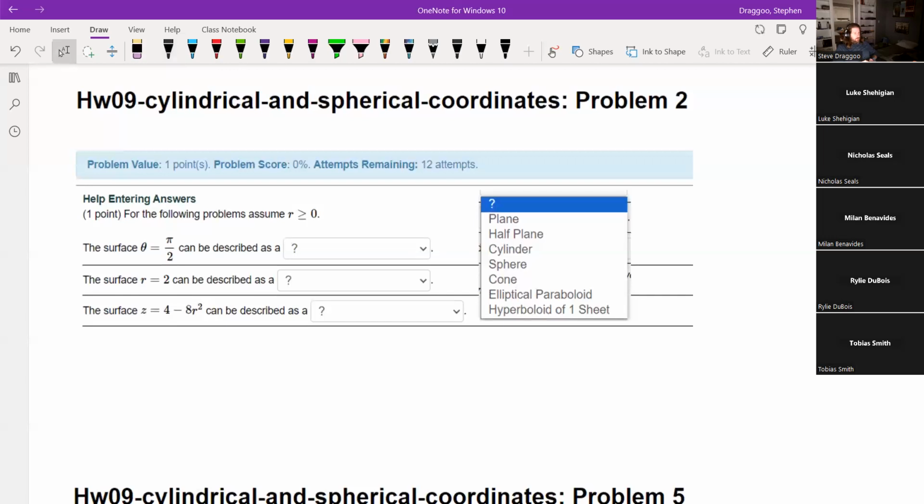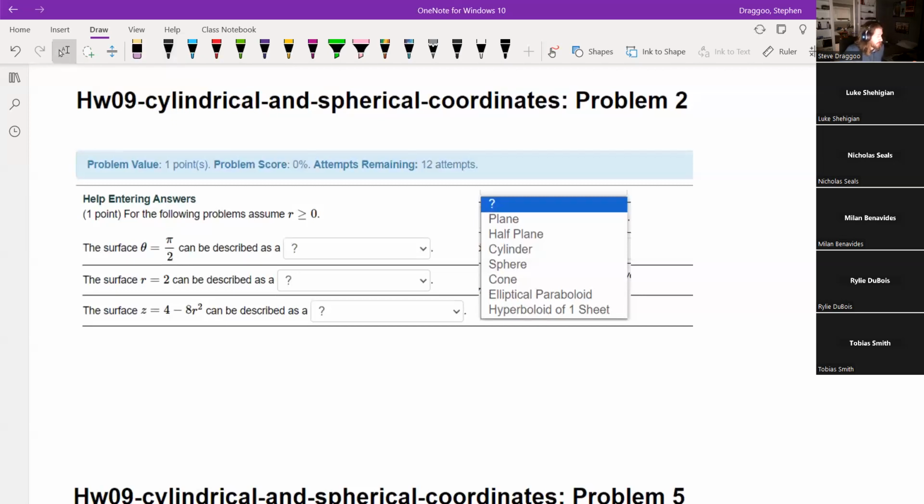So let's talk about how to do that. If you get really good at this stuff, you can just identify the surfaces based on their polar equations or their cylindrical or spherical equations. But probably the easiest way to identify them is to convert it back into rectangular coordinates and see what the equation looks like.